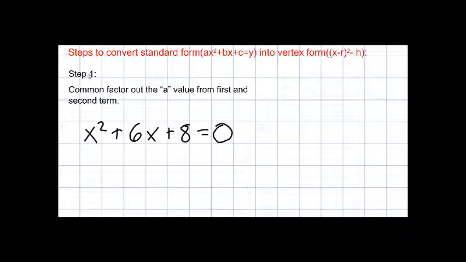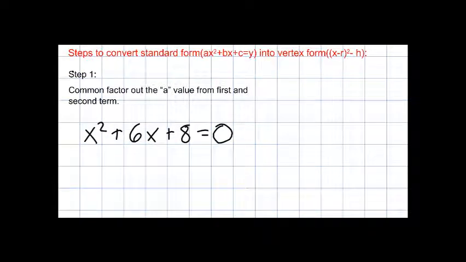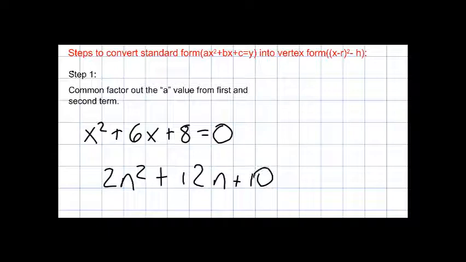Alright, step 1. Factor out the a value from the first and second term. We actually don't have any a values in this equation, so if you don't have any, you can just skip this step. An example of a quadratic equation with an a value that you would have to factor out would be 2n squared plus 12n plus 10.